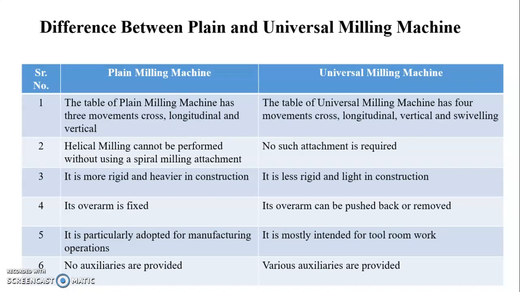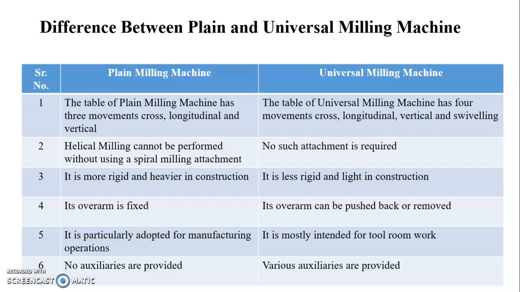Then the difference between plain and universal milling machine. The first point: the table of a plain milling machine has three movements, that is crosswise, longitudinal, and vertical. But in the case of universal, the table has four movements: cross, longitudinal, vertical, and swiveling. Then the second point: helical milling cannot be performed in a plain machine without using a spiral milling attachment, and in the case of a universal milling machine no such attachment is required.